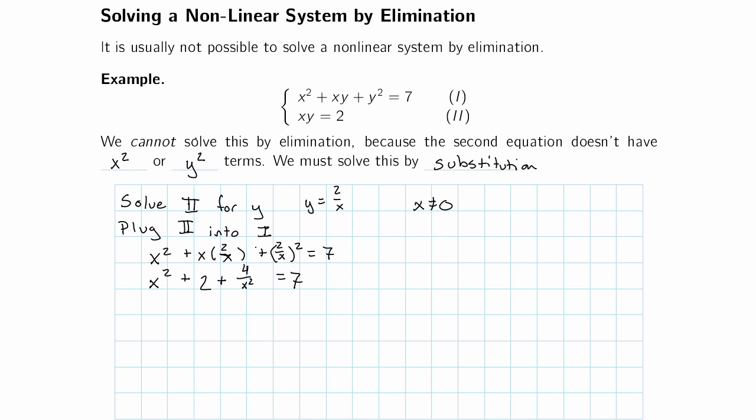And now this is a rational equation. We need to get rid of that x squared in the denominator to solve this. And to do that, we'll multiply both sides by x squared. Now keep in mind, we're multiplying both sides by a variable, but we already ruled out x being 0. So this is fine. And distributing, we've got x to the 4th plus 2x squared plus 4 is 7x squared. This is a polynomial equation, so we need to get all the variables on the left. x to the 4th minus 5x squared plus 4 equals 0.